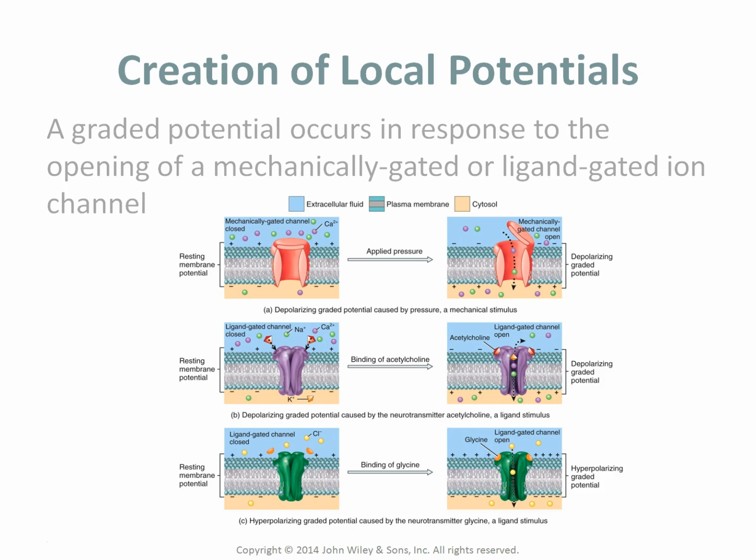A mechanically gated channel opens when pressure is applied and will let sodium and calcium in. An acetylcholine channel opens when acetylcholine is bound, and that is generally a cation channel. A ligand-gated channel that binds glycine will open up and allow chloride to pass. So all of these different channels can cause different molecules to move through the membrane.